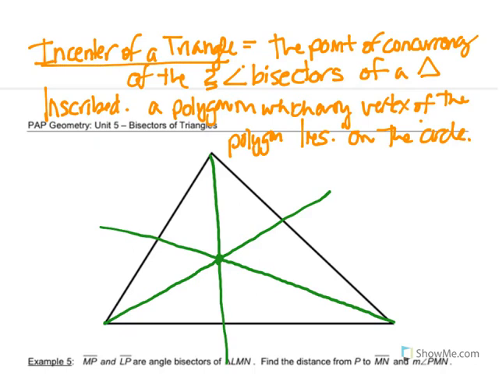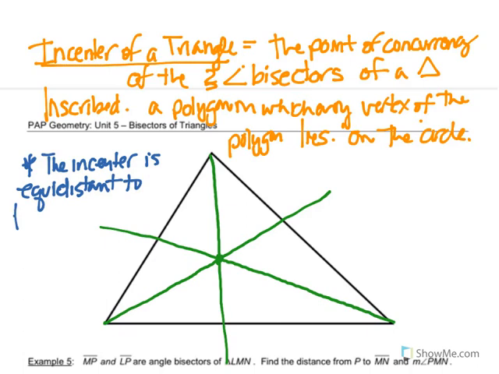And this is an important piece of information. The incenter is equidistant to the sides of the triangle. So it's kind of the opposite of what we were doing on the other one. If we were to take the shortest route to each side, meaning like a perpendicular, it's going to be the same distance for all of them.